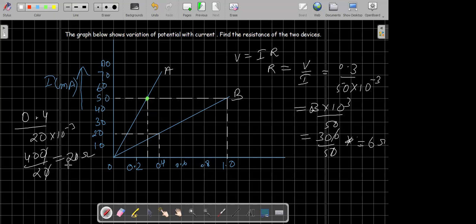20 ohm. Yes, sir. You can use it here also. Even if you use this point, then also you'll get the same results. 1 divided by 50 multiplied by 10 to the power minus 3 will make it 1000 by 50. So 0 cancels, and again you get 20 ohm. Got it? Yes, sir.